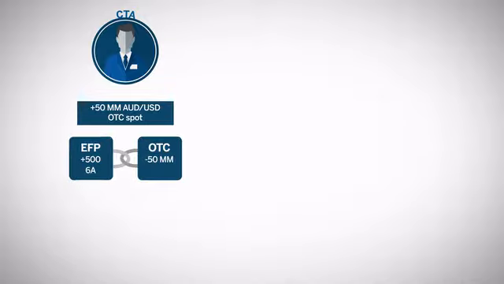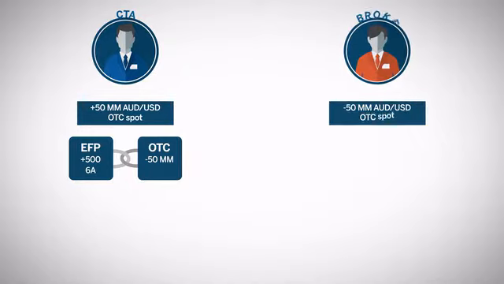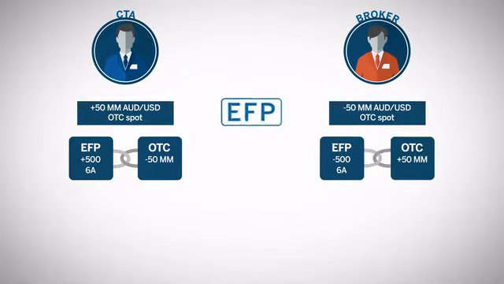But instead of booking an OTC FX swap to move their exposure forward, the CTA immediately thereafter decides to convert the OTC exposure to futures. The CTA and the counterparty decide to negotiate and execute an EFP, whereby the quantity of the 50 million Aussie/US dollar OTC spot originally executed would cancel out with the 50 million Aussie/US dollar OTC spot for the EFP. The accounts under management would be left with Aussie/US dollar futures.